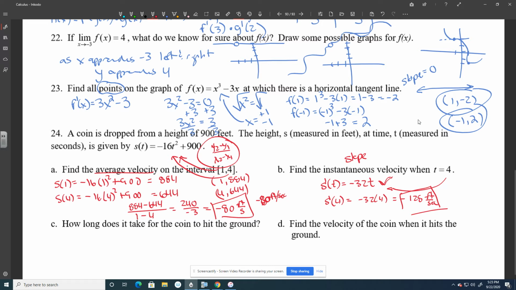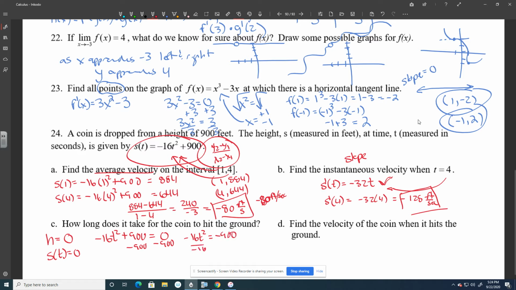How long does it take for the coin to hit the ground? Well, I don't know the time. That's what I'm looking for. But when it hits the ground, my height is going to be 0, which means s of t is going to be 0. So I just have to take my original function and set it equal to 0. So negative 16 t squared plus 900 equals 0. We're going to minus 900 from both sides. So I get negative 16 t squared equals negative 900.